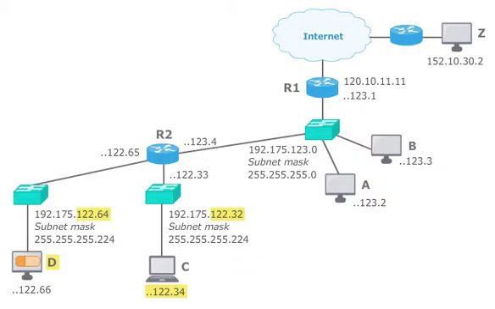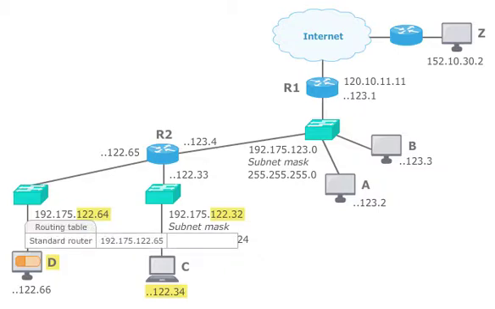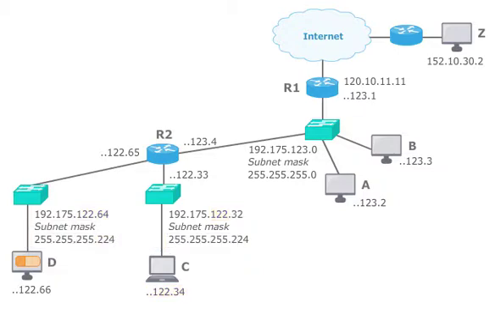It notices that the subnet IDs are not the same. Therefore, it takes a look at the routing table if there is an entry for the subnet 122.32. However, there is only an entry for a standard router. The datagram is sent to the known standard router R2. R2 determines that the destination is in an attached network and can directly provide the datagram.